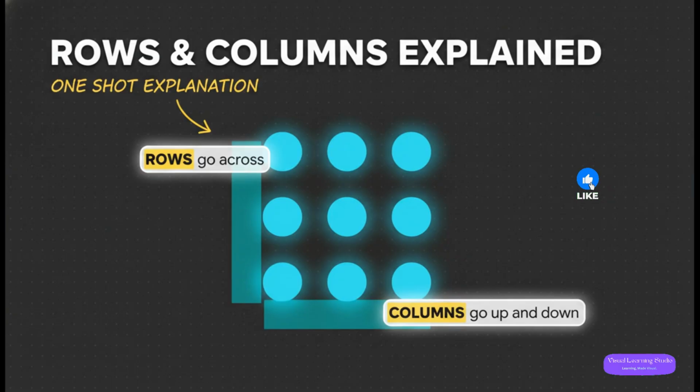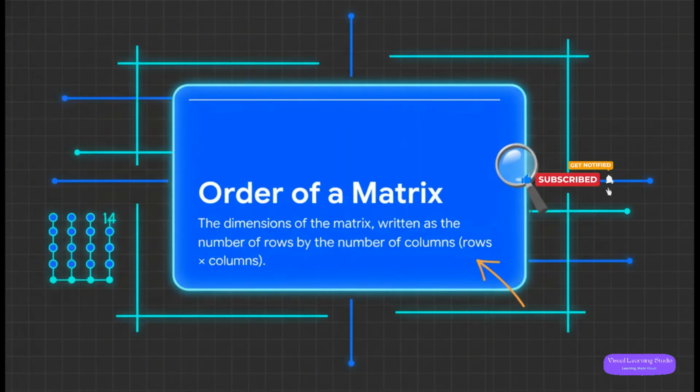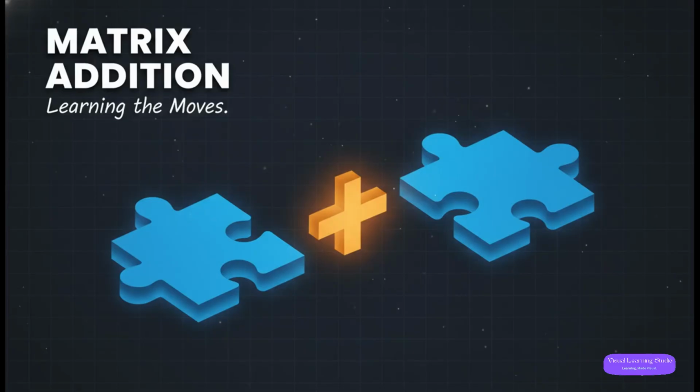Okay, first things first. Rows are horizontal. Columns are vertical. That's the basic layout. The order of a matrix, that's just its size. We always say rows first, then columns. All right, now let's learn the basic puzzle moves. We'll start with the easiest one.